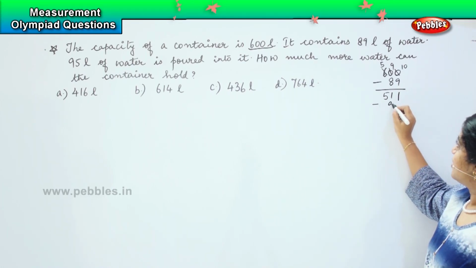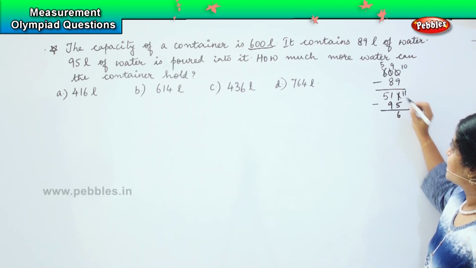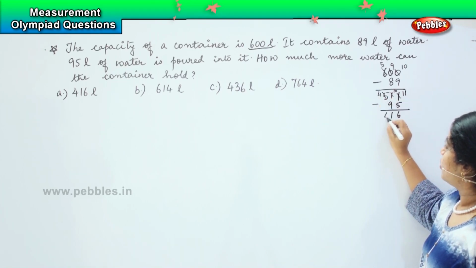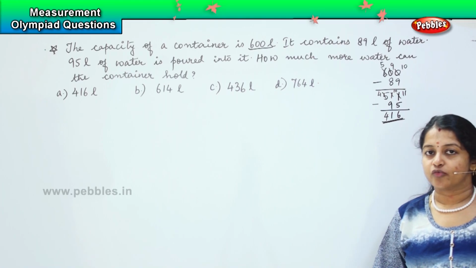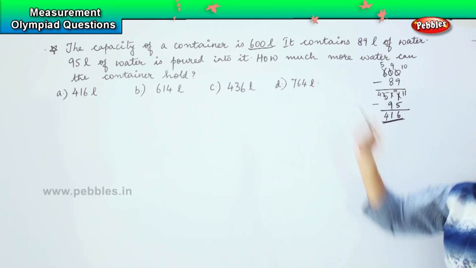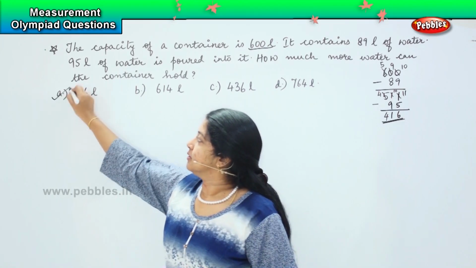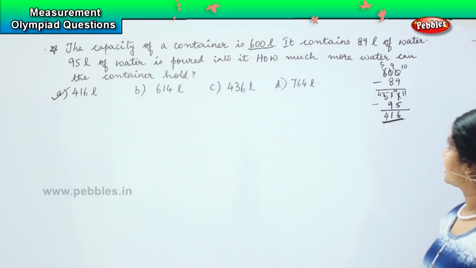So, I will reduce 95 liters further. So, 11 minus 5 is 6, 10 minus 9 is 1, and 4. So, which means I need to add 416 liters of water extra in order to make it 600. So, where is the option? It is option A. Clear? So, if you want, you can cross verify the answer and see.